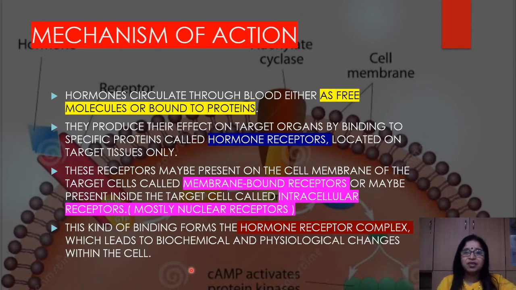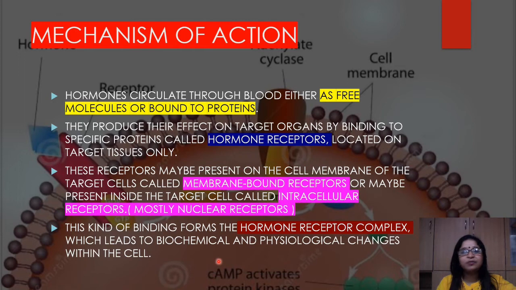A simple example: if there is elevated blood sugar or elevated glucose in the blood, the insulin that is secreted by the pancreas will come and bind with the receptor. Immediately, there will be biochemical and physiological changes within the cell. This will increase the permeability of glucose into the cell. So glucose will enter into the cell, thereby reducing the level of blood glucose.